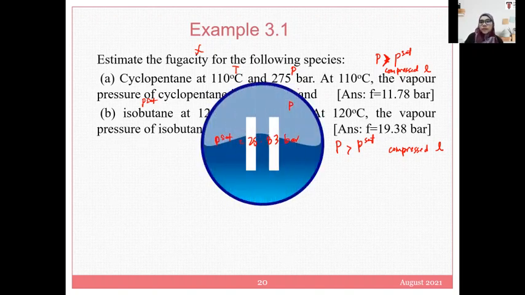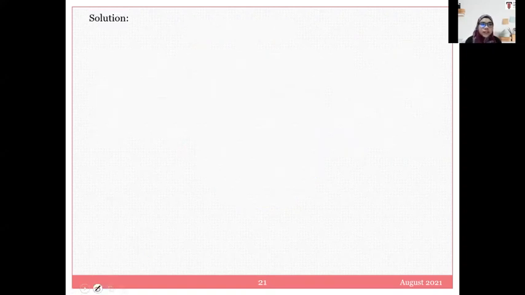So let's pause a bit, and you can try it on your own first. The answer is given for both questions, so you may compare with your calculation, and later I will show you the detailed calculation to solve this problem. Okay, I hope you already tried it on your own first, and let's take a look at the solution.